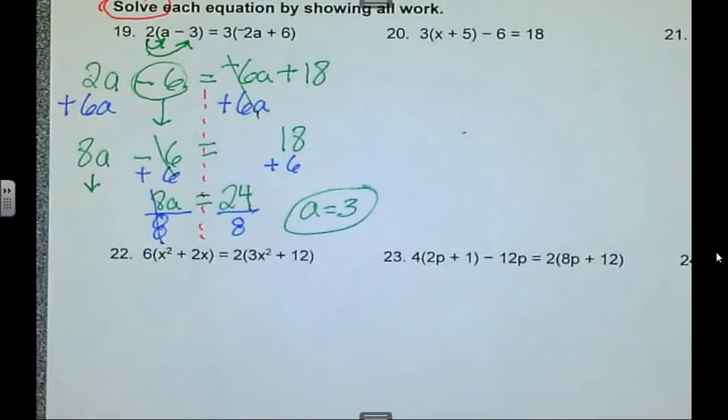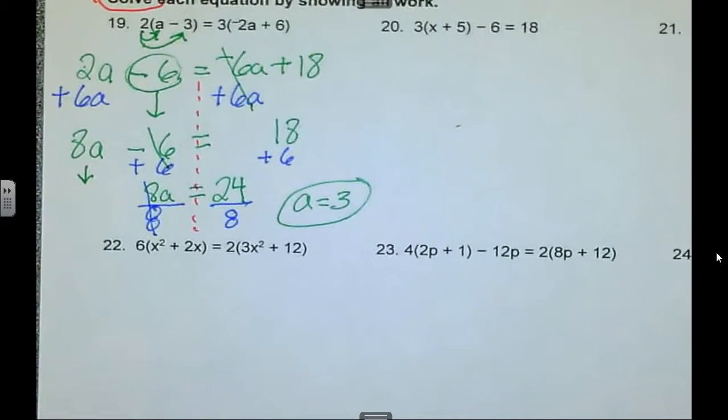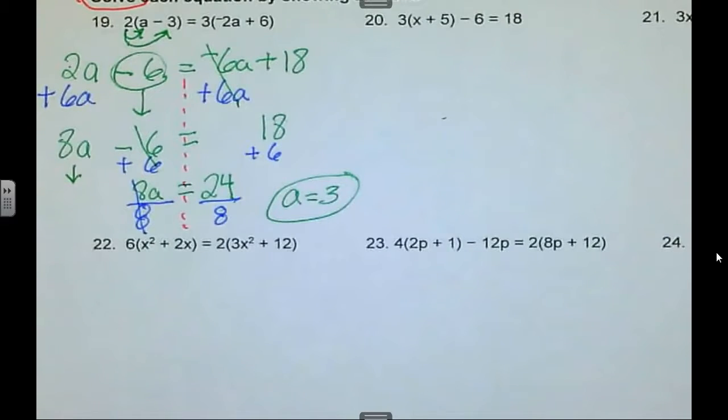And do one more. I'll do the last one since that seems to... No, you know what? Let's do 26. A lot of minus signs in 26. You guys ready? Okay. 26.